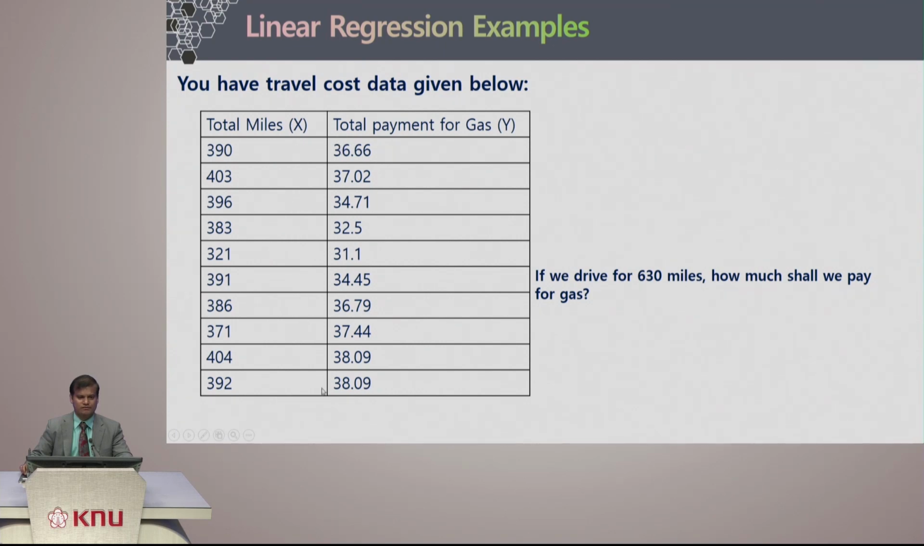So you have this list, but we have to find out, if we drive for 630 miles, how much shall we pay for gas? That's going to be your question right now. We have to find it. You don't have data for 630 miles, you just have other values. In some sense, you are trying to predict the expected payment for gas you are going to pay for 630 miles.